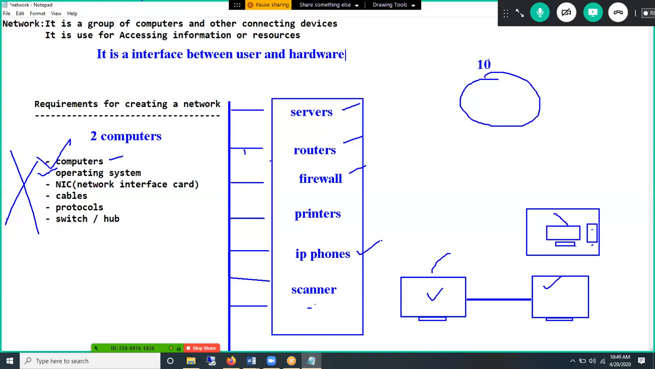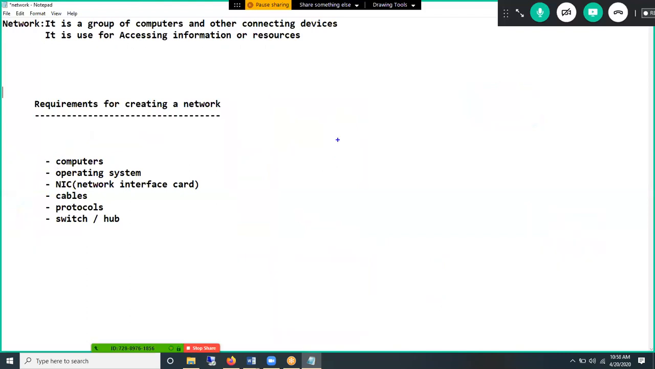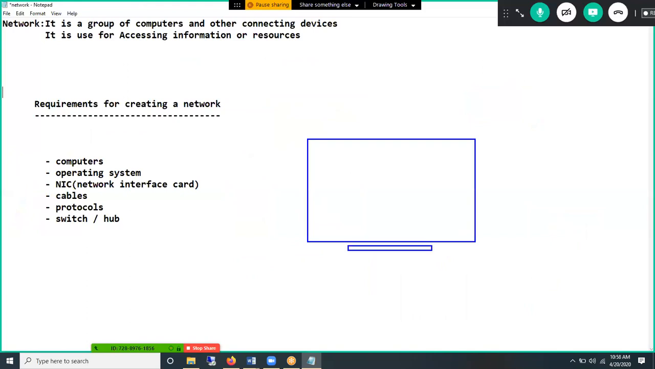Sometimes we memorize the definition, sometimes we know it, but we don't have an idea about it. Like what is this? What is a user? What is hardware? What are we actually going to understand by these definitions? Okay. To understand, I'll give a small example. Let's say today I go to the market and I purchase a new computer. I purchase a desktop computer.